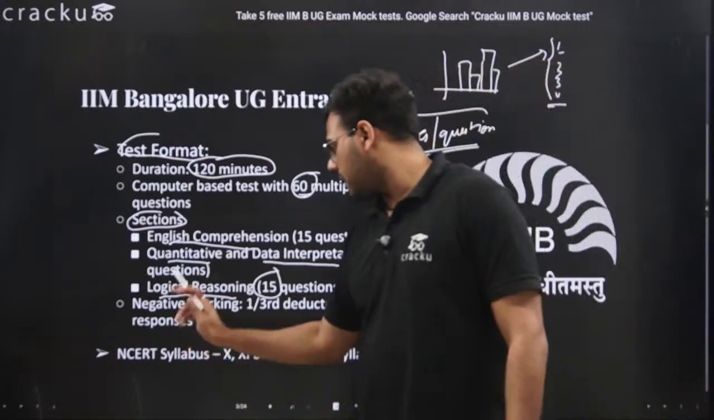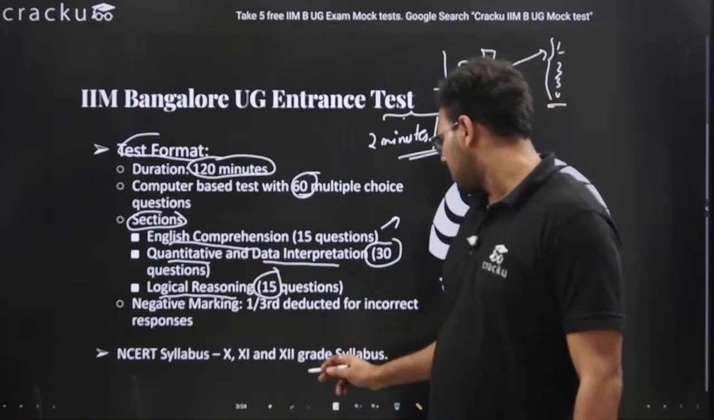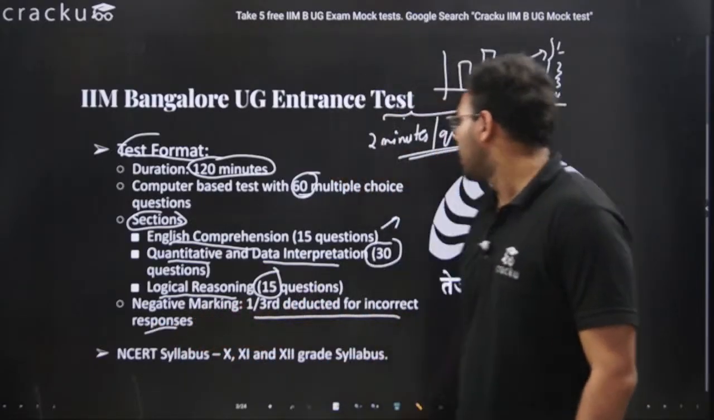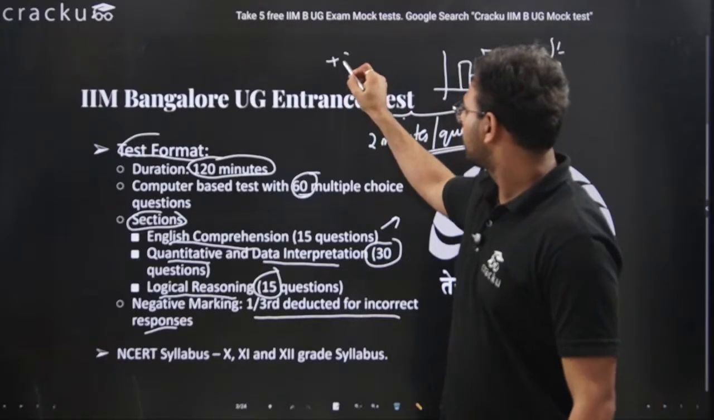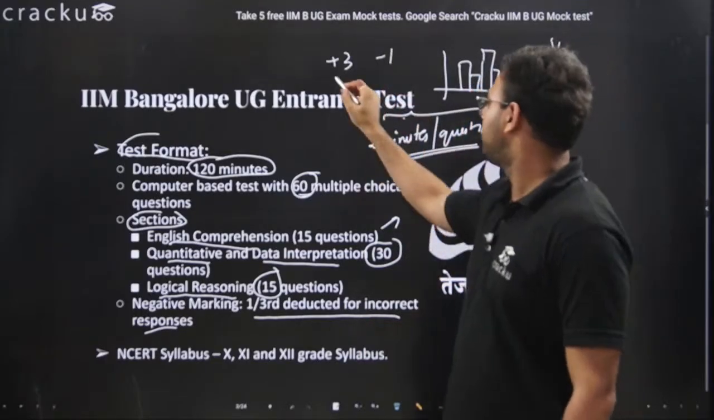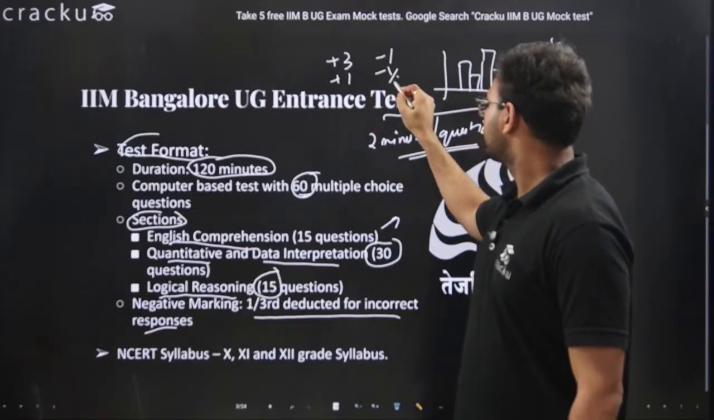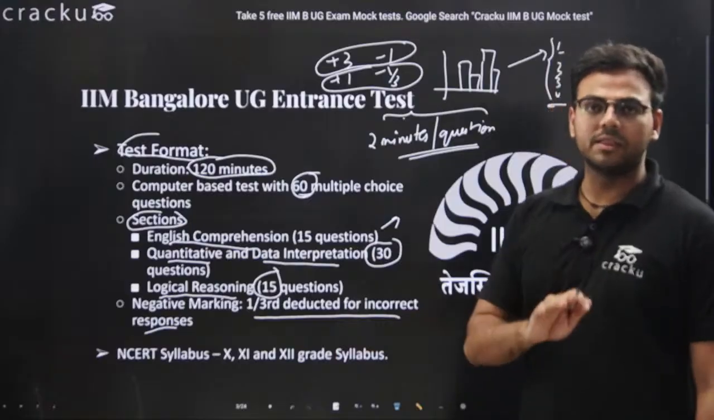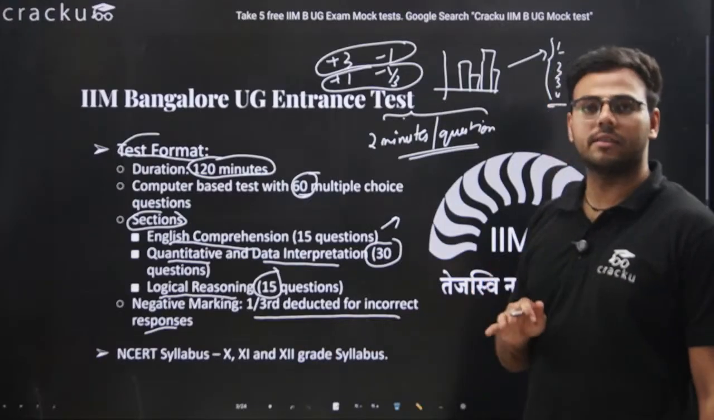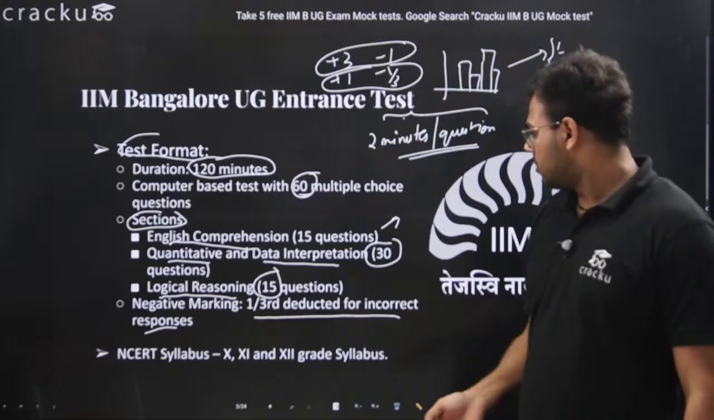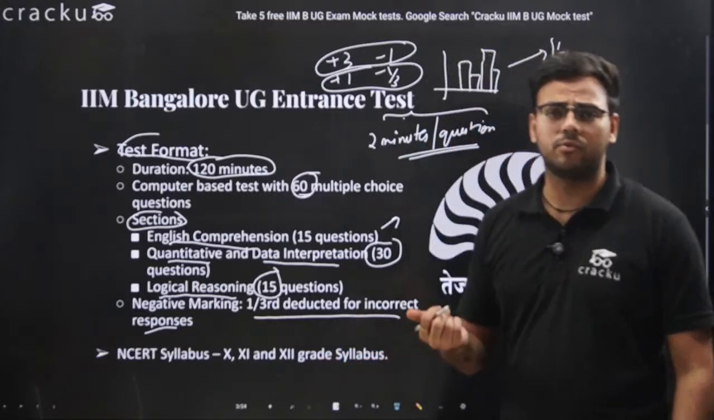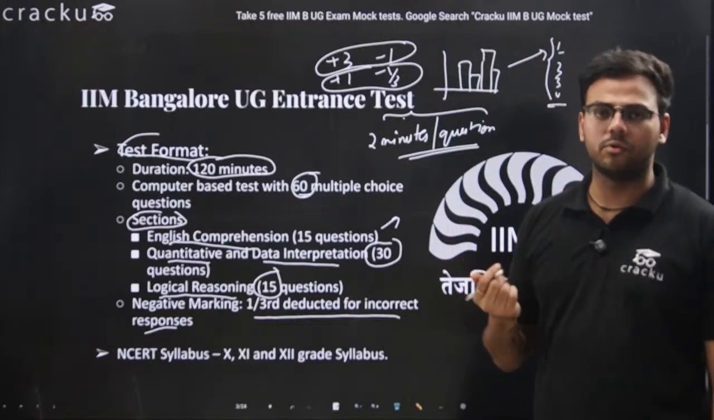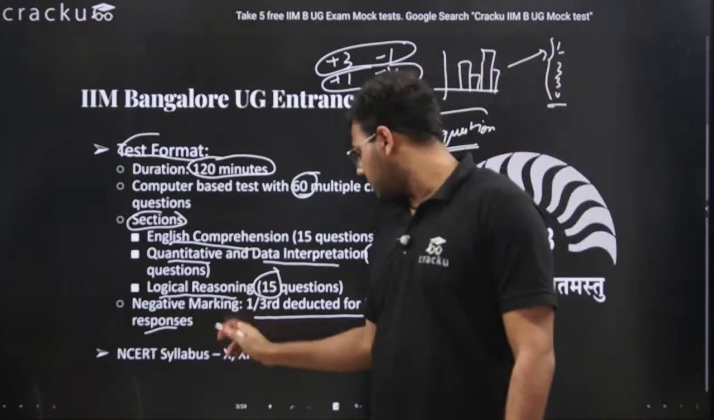As per the marking system, there is a 1/3 deduction for incorrect responses. That is, either there can be +3, -1, or there can be +1, -1/3. So these two markings are possible, but there will be a 1/3 deduction of marks if you get any answer wrong. So you cannot take random guesses. If you're sure about the question, only then should you mark the answer. So this is about the marking scheme.